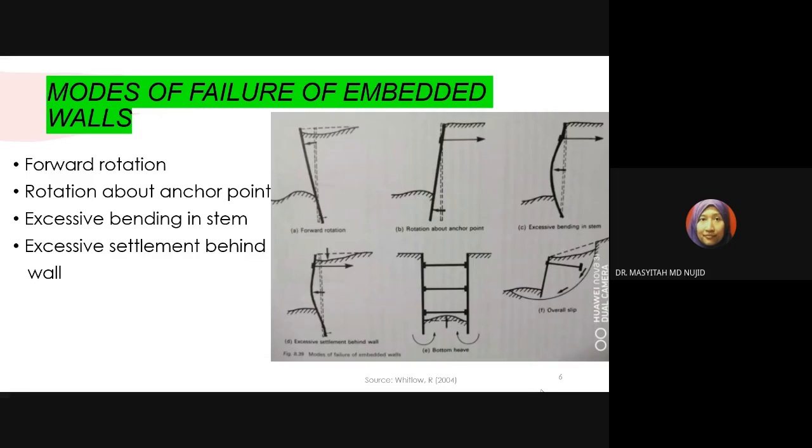So these are some examples of modes of failure of embedded walls. As you can see in the figure here, figure A is referring to the forward rotation of cantilever sheet pile wall, while B is a rotation about anchor point, C is an excessive bending in stem, and D is an excessive settlement behind wall, E is a bottom heave, F is an overall slip. So this will be, as you can see on the slope, prevention, or we call it slope protection by using the anchor.